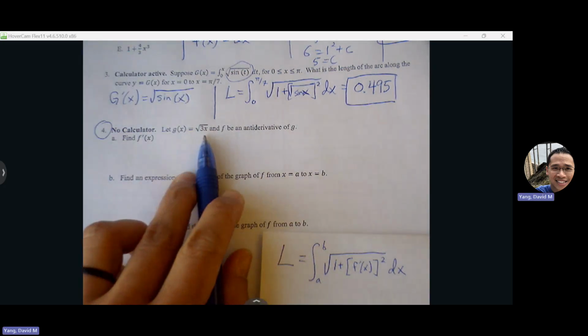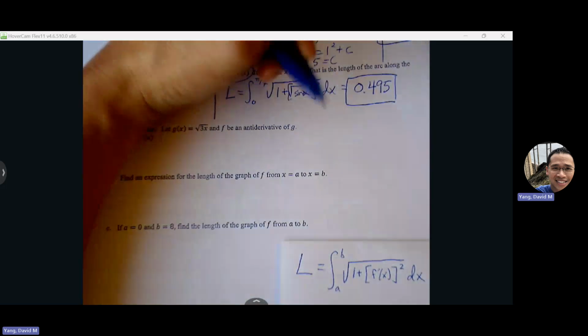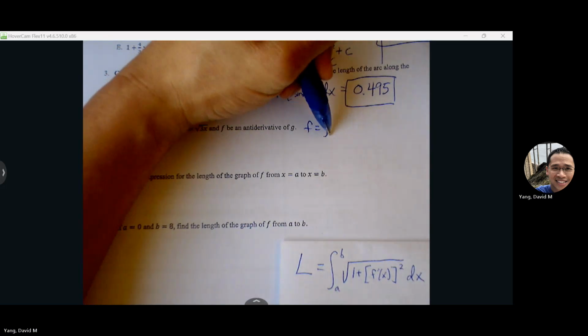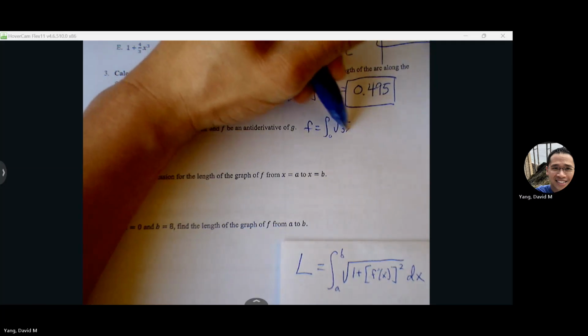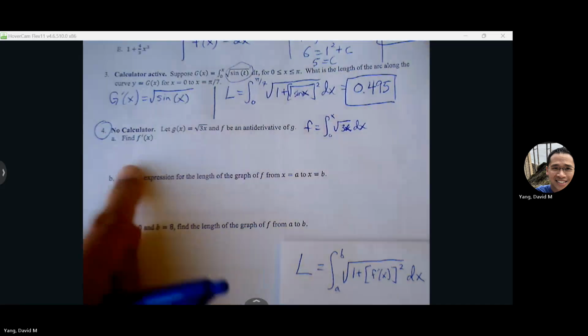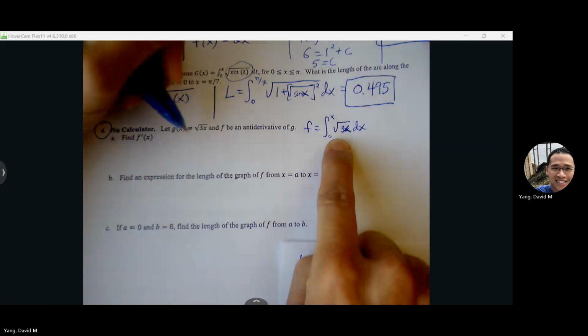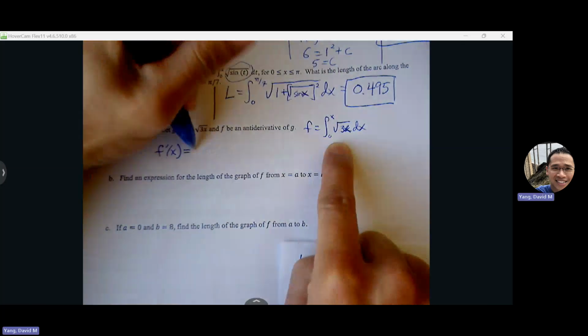Oh, it says f is the integral of g. So we know that f is the integral of g. So therefore, f prime is just going to be root 3x.